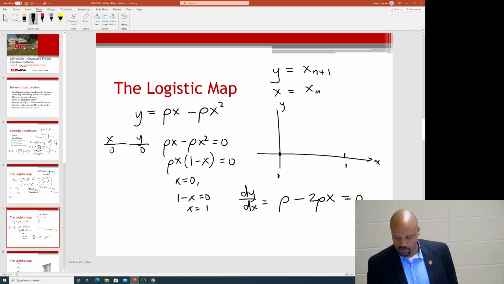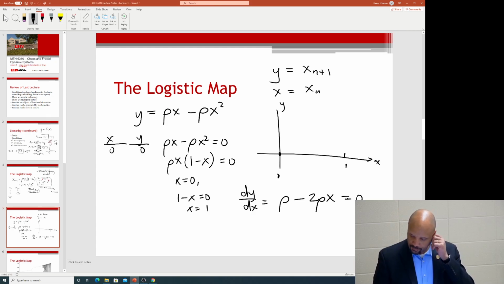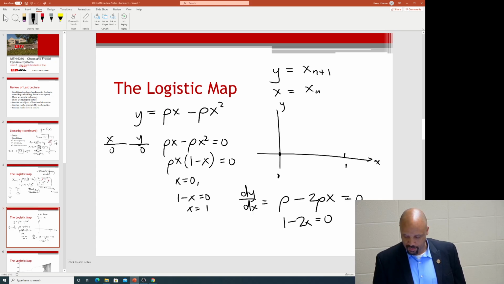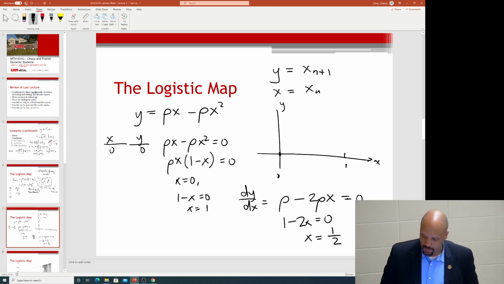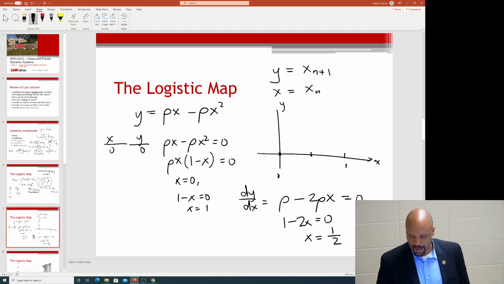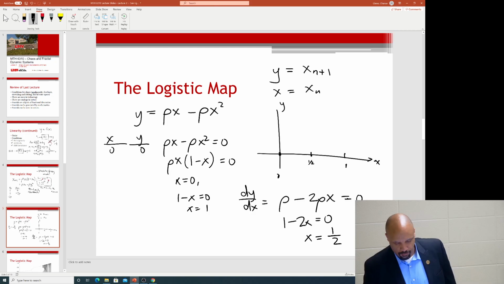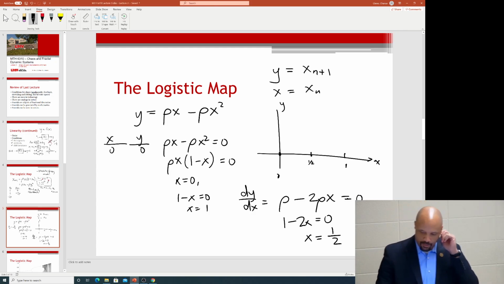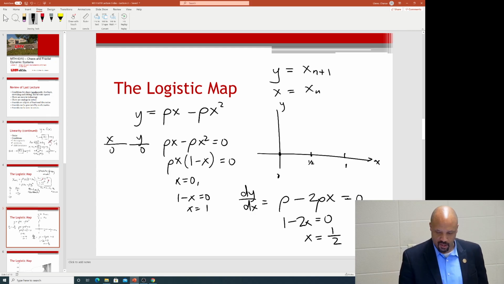Now we set that equal to 0. We can get rid of the rho. We're going to have 1 minus 2x equals 0. We then solve that for x equals 1/2. Okay? And so we know at 1/2 we have a peak or a valley. Now, the easiest way to figure out what that value is, is to plug 1/2 back in. So let's say y equals 1/2. No, I'm sorry.